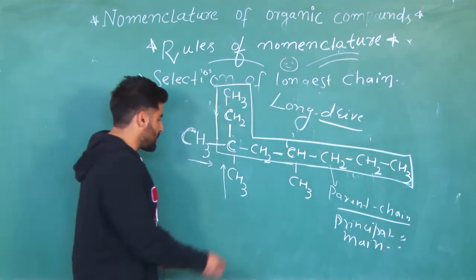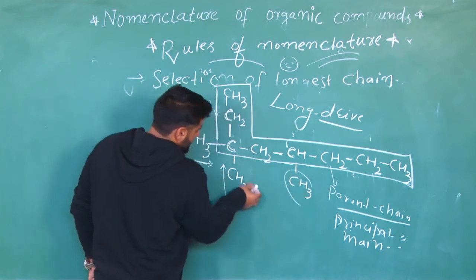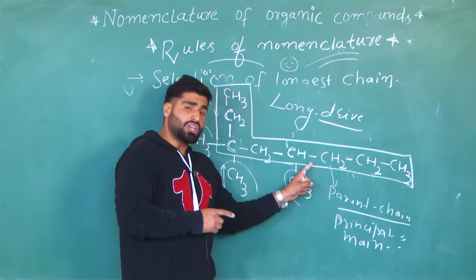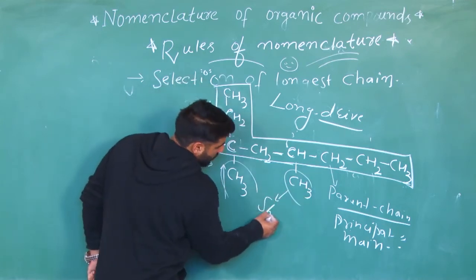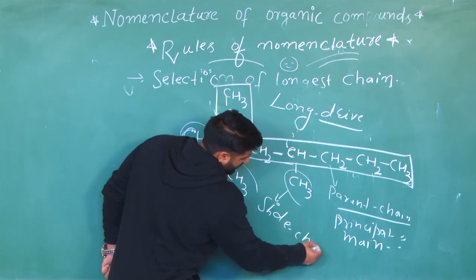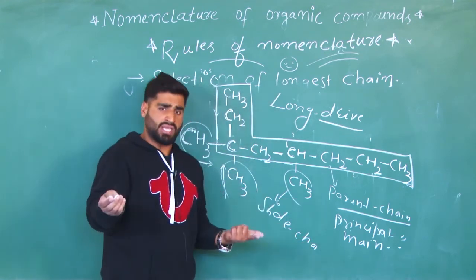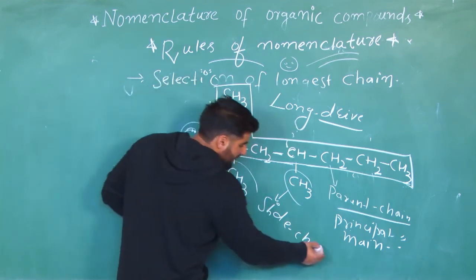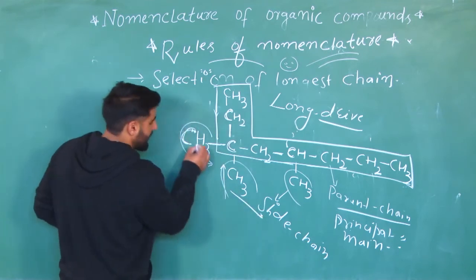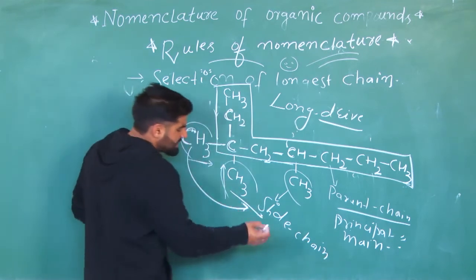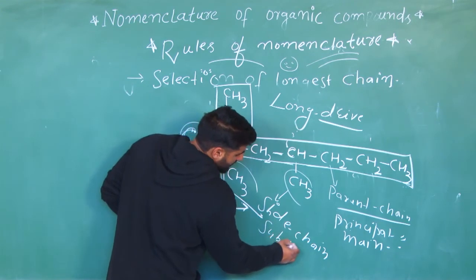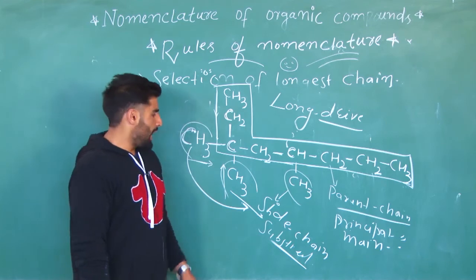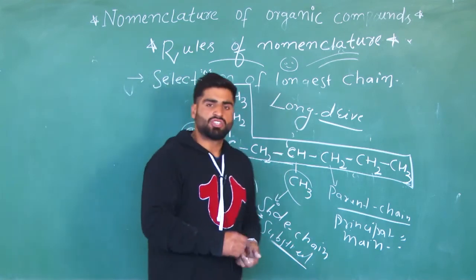Now, students, look at this. These carbon chains, this carbon chain, are not included in the parent chain. So these chains are known as side chains. Sometimes they can be more than 2, more than 3, depending upon the structure of the molecule. So these are side chains. This is a side chain. This is a side chain. Or simply they are known as substituents.